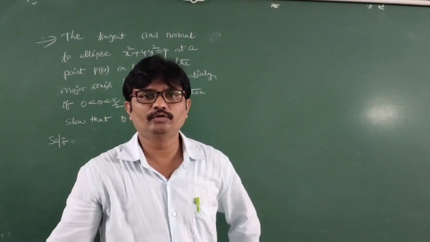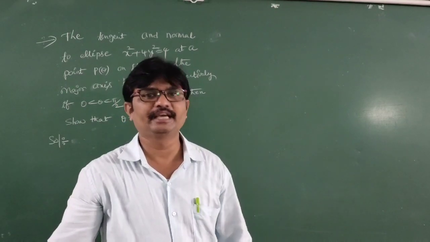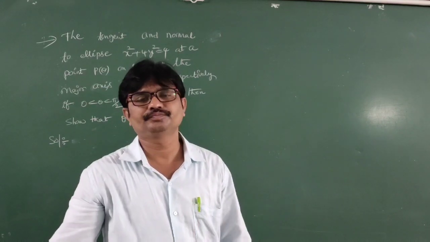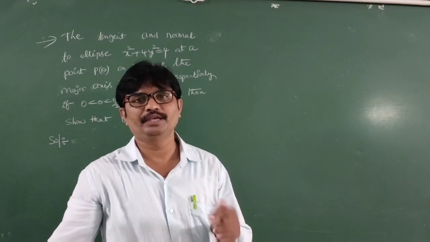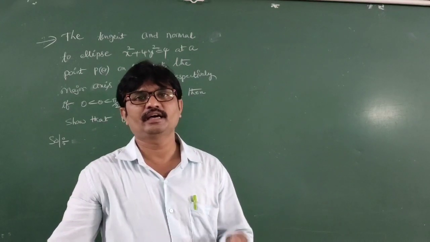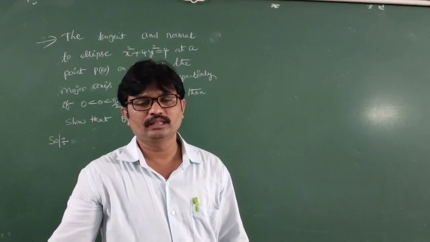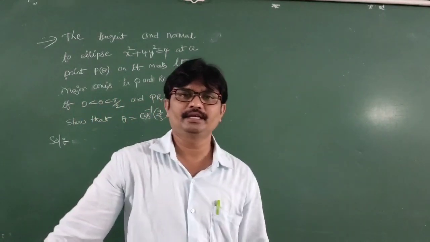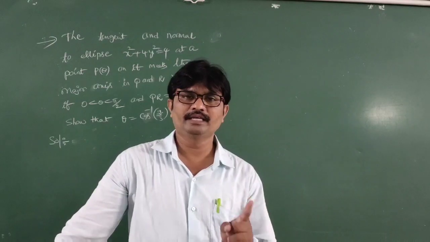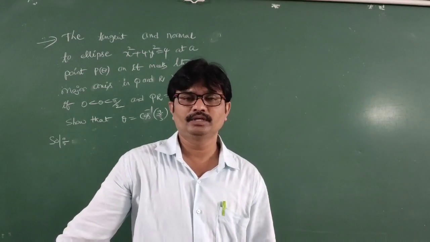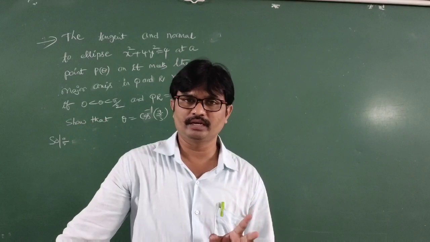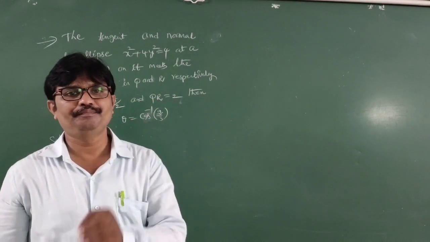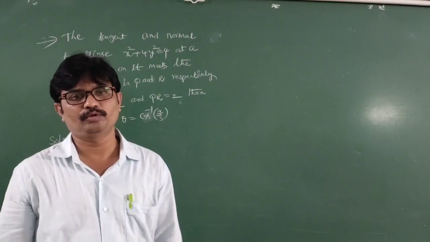Yesterday we discussed the eccentric angle and the equation of the tangent at theta, that is x cos theta by a plus y sin theta by b equal to 1. The normal at theta is ax by cos theta minus by sin theta equal to a square minus b square. Theta means a cos theta comma b sin theta, that is the parametric point.